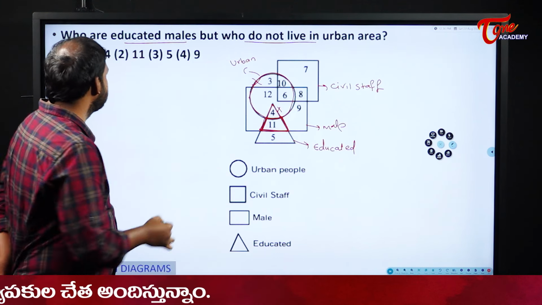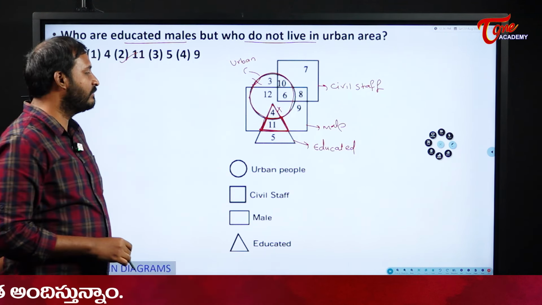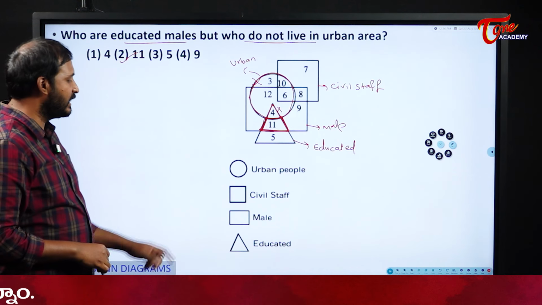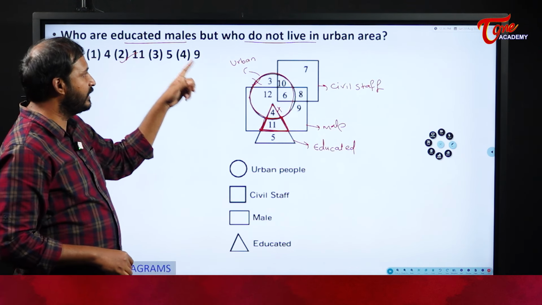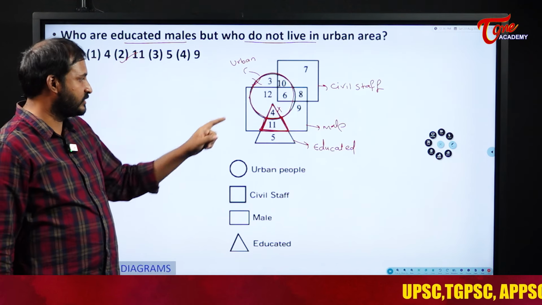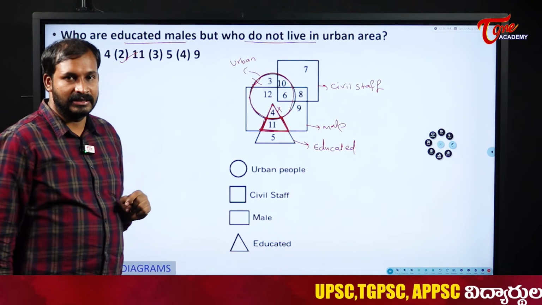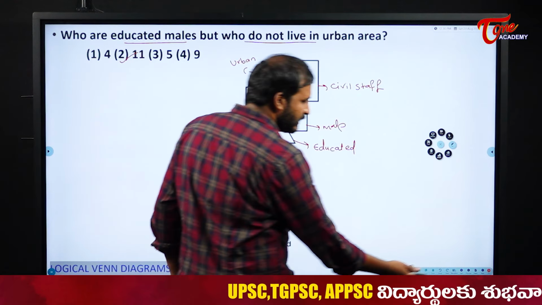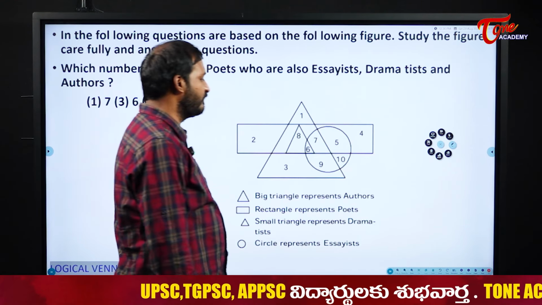So what will be my answer here? 11. There are 11 male people who are educated but do not live in urban areas. So our answer here becomes 11. Read the question carefully, identify the region and then write the final answer.